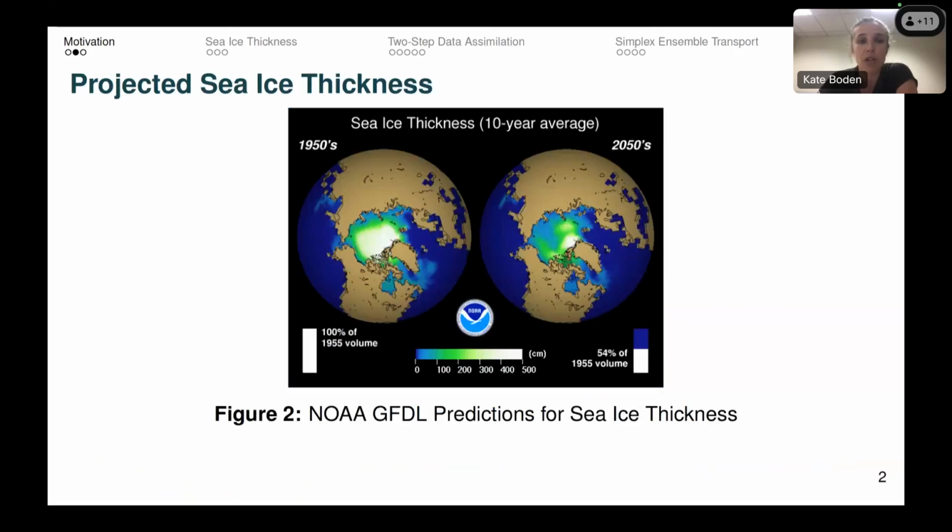And we've also done projections to look at sea ice thickness distribution in the Arctic. Here we have the 1950s, where white is going to be the thick, about 5-meter thick ice. And then the 2050s projection shows a pretty large decrease in sea ice thickness. They've even done a calculation here with 54% of loss in volume of sea ice compared to the 1950s.